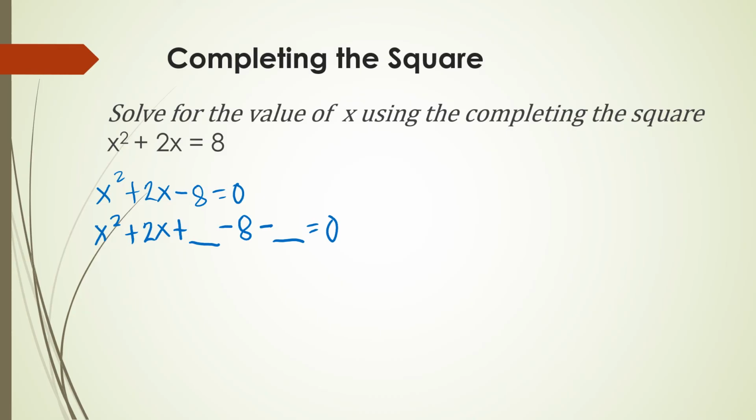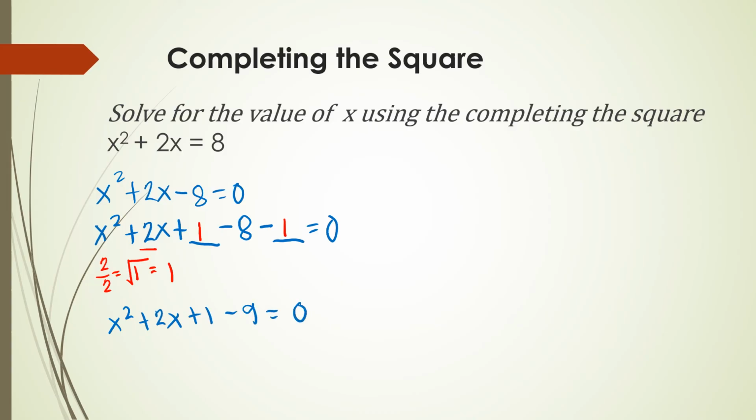Again, our target is makakuha tayo ng perfect square trinomial. Ano yung i-add natin na number dito? Magbe-base tayo dito kay middle term, which is 2. So, get the half of 2, so you have 2 over 2. 2 over 2, that is 1. Get the square root of 1, that is 1. So, plus 1, and then minus 1. Okay? Next, you're going to combine the constant term. So, it will become x squared plus 2x plus 1 minus 9 is equal to 0.